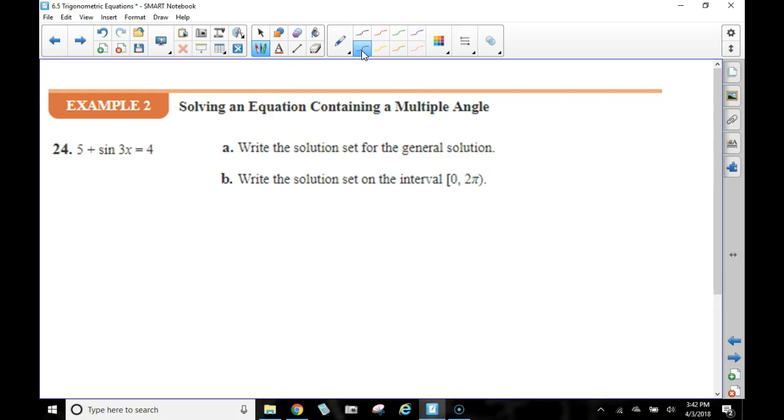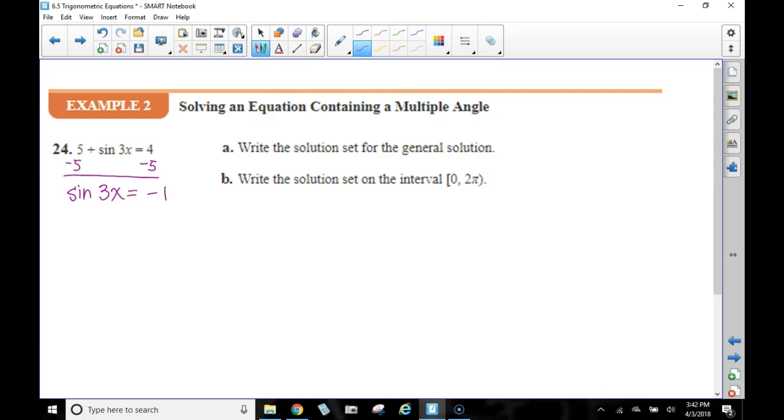First of all, like we discussed on the last example, isolate the trig expression on one side. We can accomplish that by subtracting 5 from both sides. So now our equation looks like the sine of 3x equals -1.